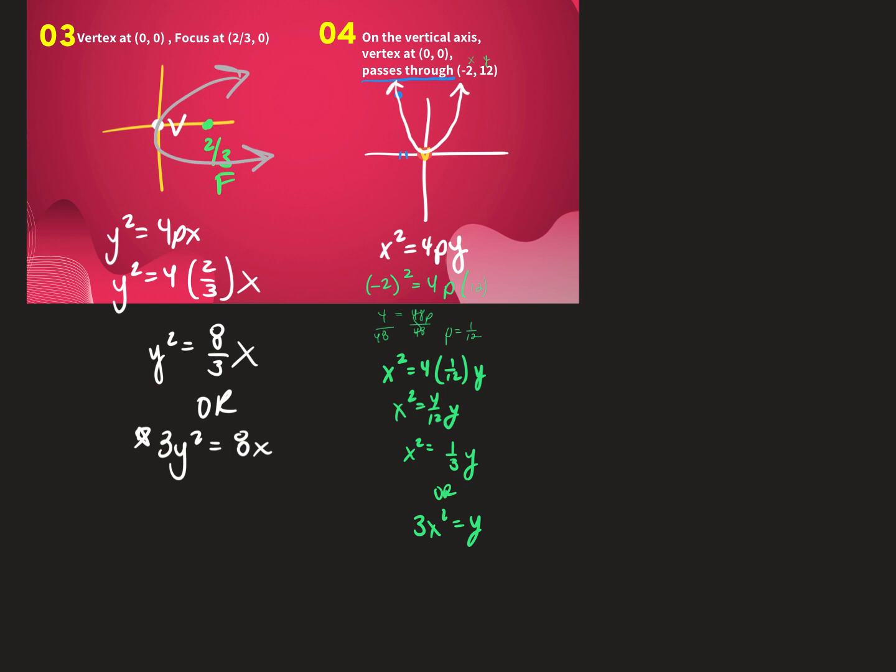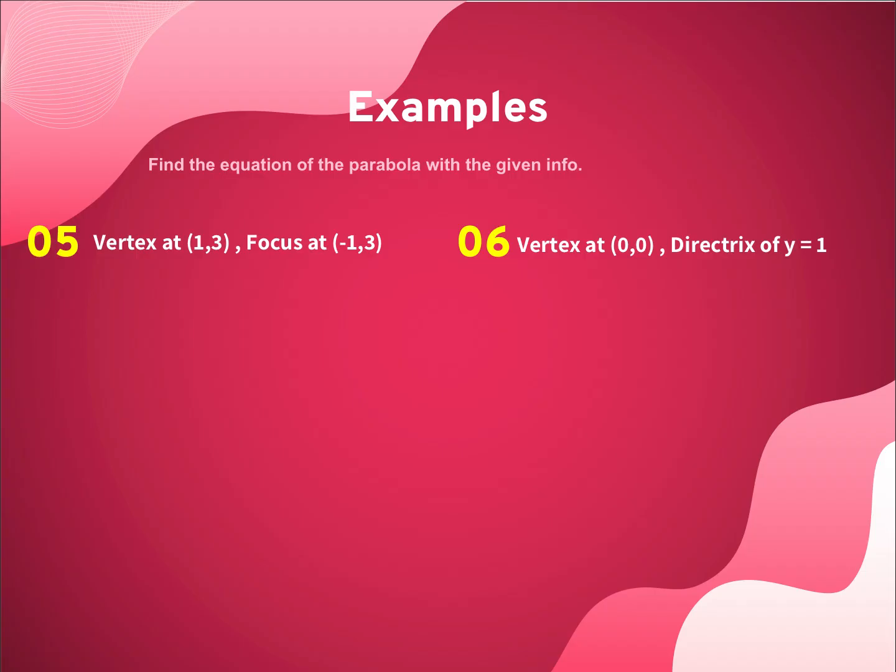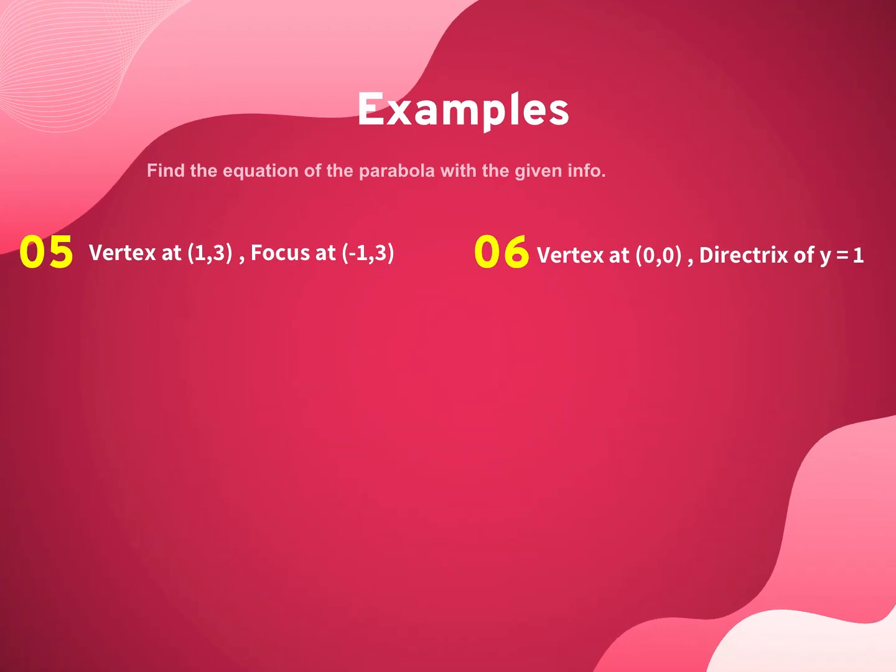So if they give you the vertex and a point on the parabola, go ahead and throw it into the equation, you can find p. All right, now things are going to change a little bit. How do they change? Because the vertex is not at 0, 0. Nothing is going to change with what we did.